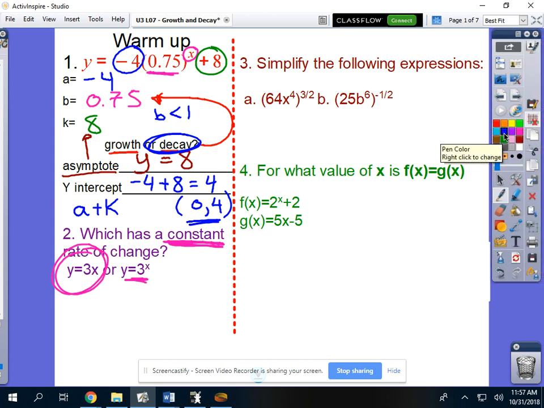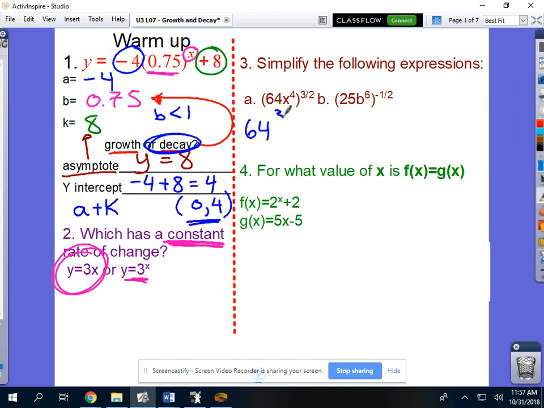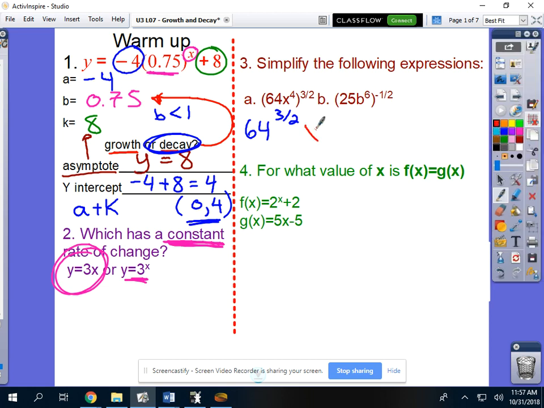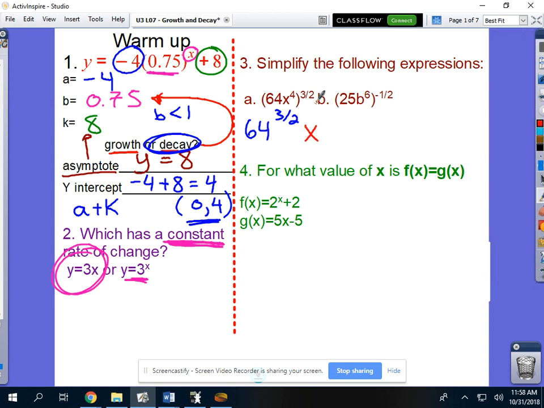Simplifying exponents here, really don't forget to raise both of them. So 64 raised to the 3/2, and then x to the 4th raised to the 3/2. If we multiply that, 4 times 3 over 2 is 12 divided by 2, which gives me 6.